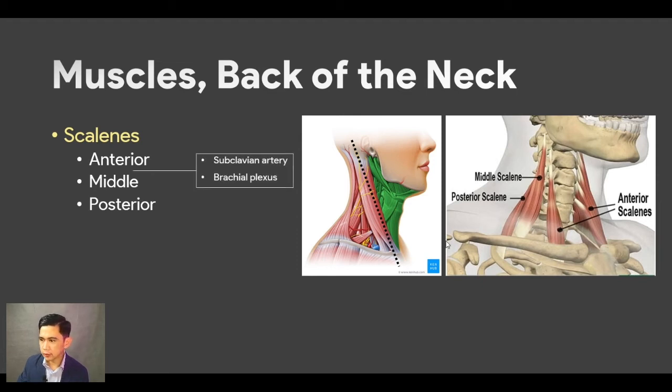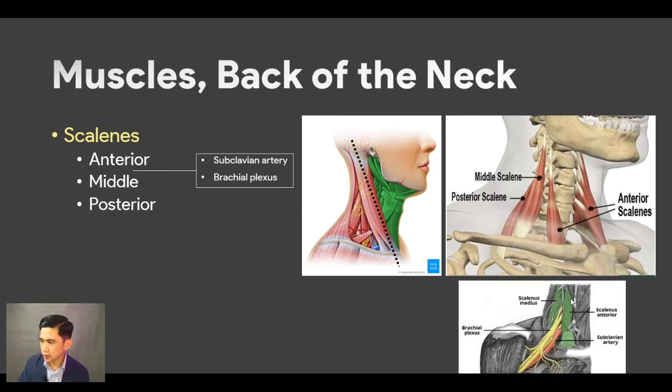There's a reason for that, because this is where the space for the subclavian artery and the brachial plexus to exit the neck. It's like this one, no? The scalene anterior and the scalene middle, no? In between, we have the brachial plexus, a network of nerves which go into our arms, and also the subclavian artery.